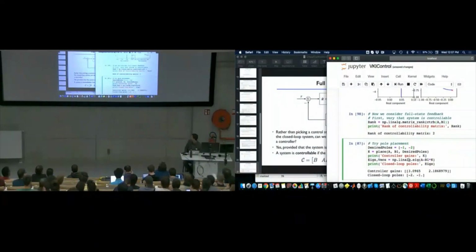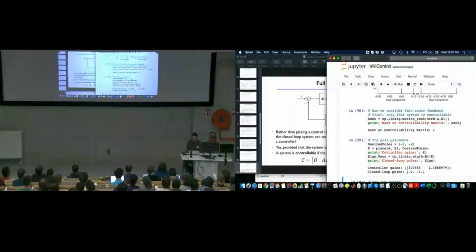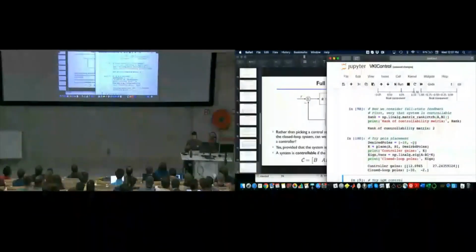And then I can do this. I get my controller gains. So this is what I multiply each of my state components with to form my input. And then I can verify, when I look at the closed loop poles, that they're exactly where I asked them to be. So this is nice. We now have full authority to put poles wherever we want. So if I wanted one of these to be at -10 rather than -1, then my controller gains increase, but I can get the desired closed loop performance.